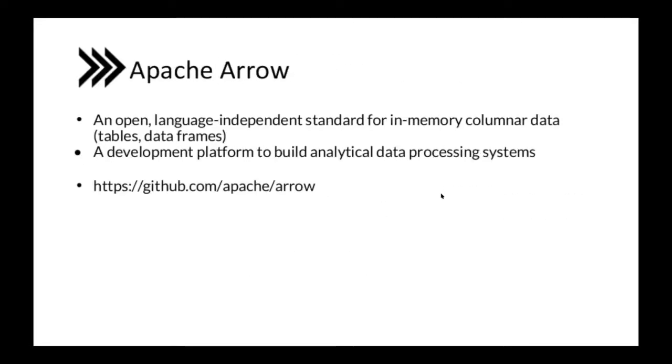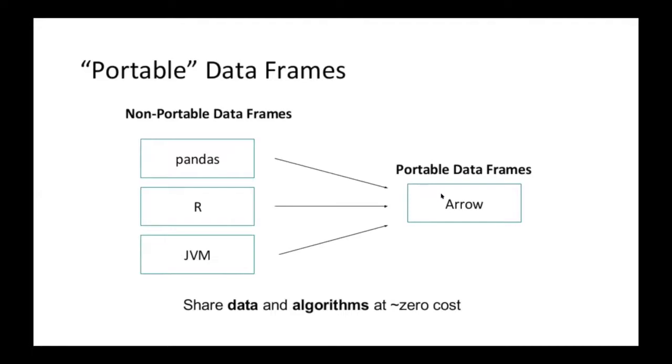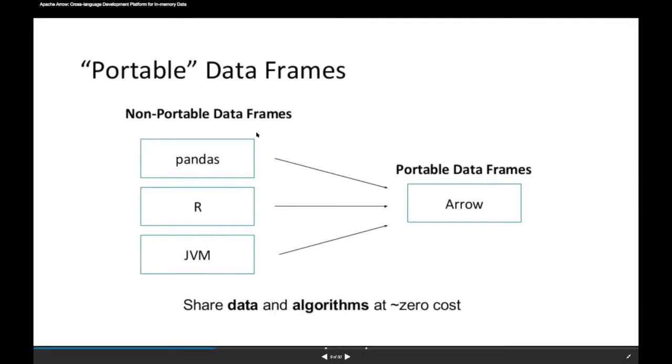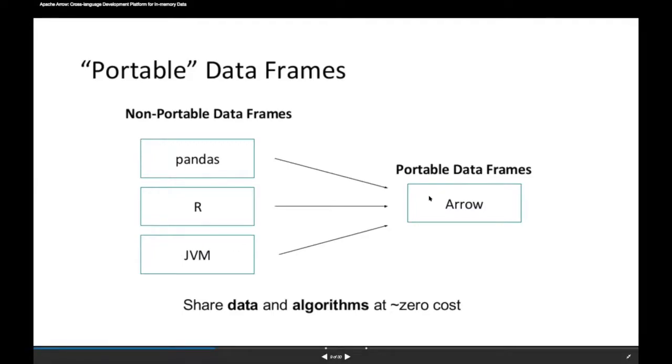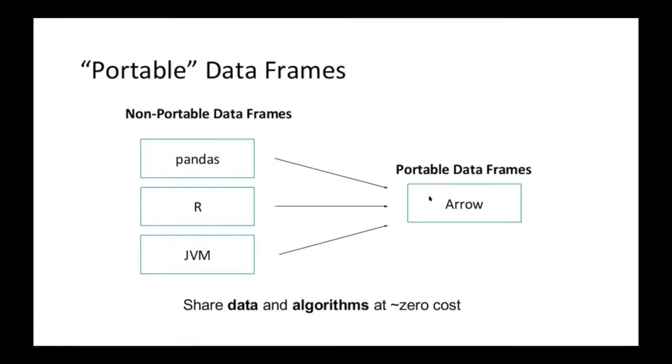At a high level, the goal is to create portable data frames. We say data frame, but if you look at Python Pandas, R, there's various table data structures in Java, there's Julia data frames, there's data frames in Go. Internally, the architecture and design of those objects is completely different. So the goal is to define a language independent standard for arranging the data in memory.